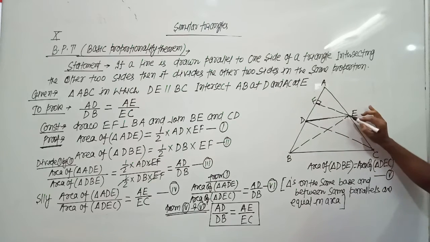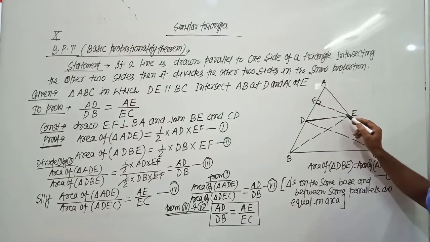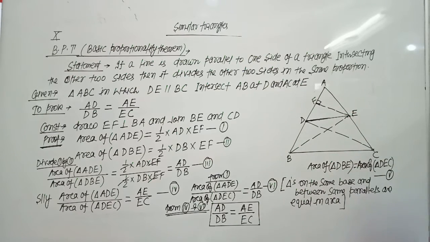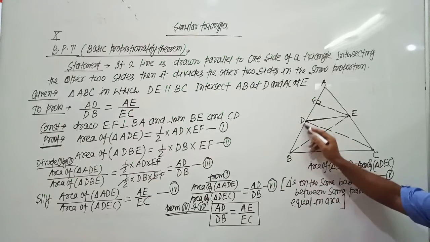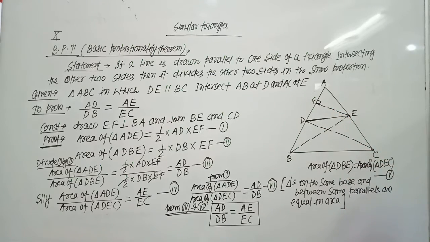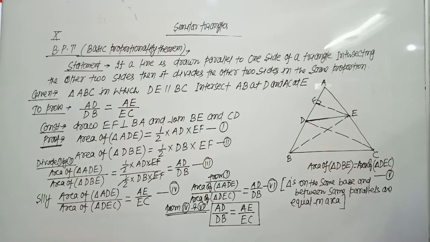Then we do the construction. We draw a perpendicular EF to BA. Then join BE and CD. One concept: triangle ADE is an acute triangle, so in an acute triangle the altitude lies inside the triangle. And triangle DBE is an obtuse triangle, so its altitude lies outside the triangle. This means EF is the altitude for both triangles ADE and DBE.